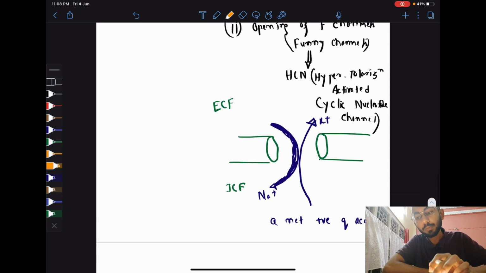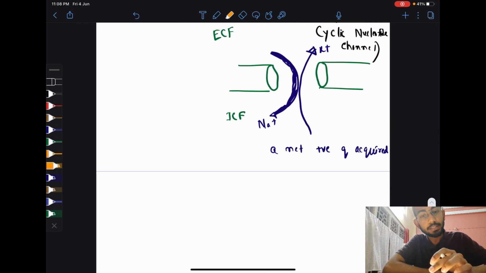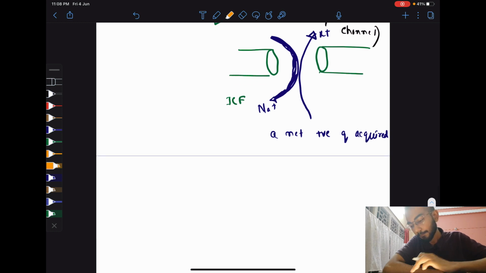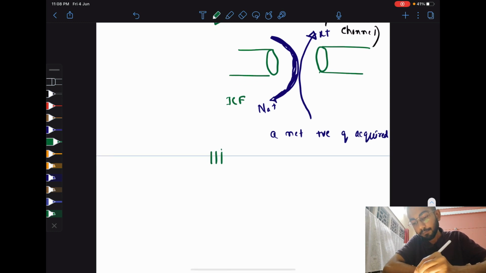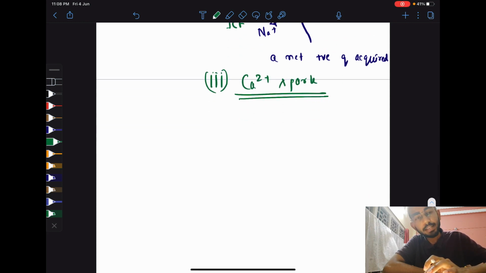So again, it will contribute to what? An increase in the positive charge inside the cell, isn't it? Now the third factor is creation of calcium spark. Calcium spark, guys. Why is this calcium spark produced?